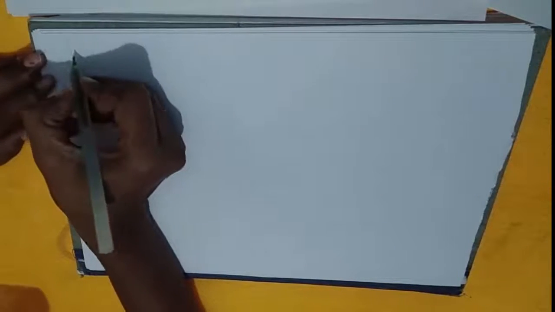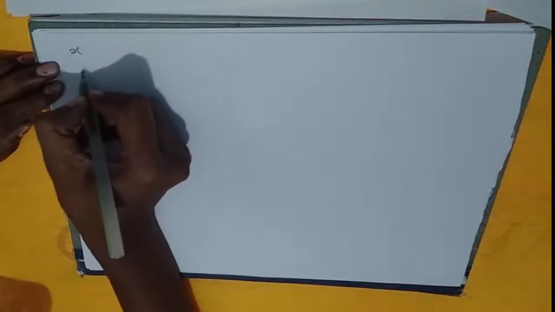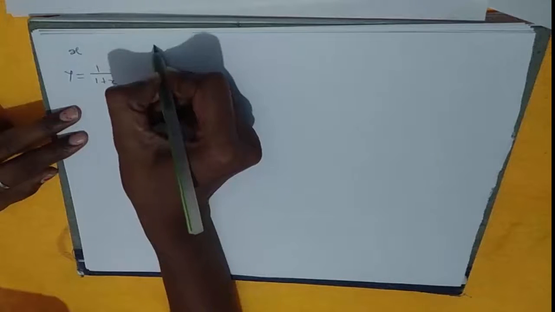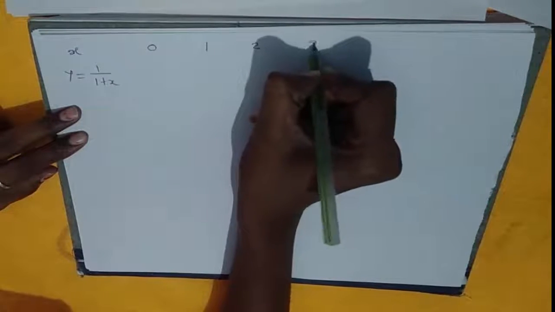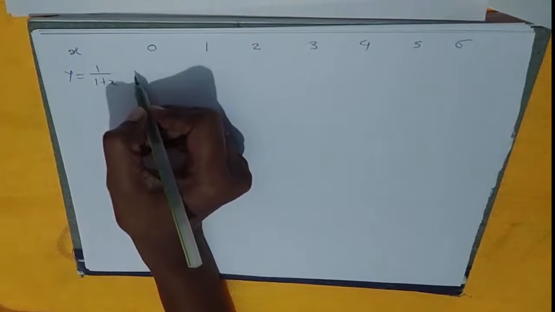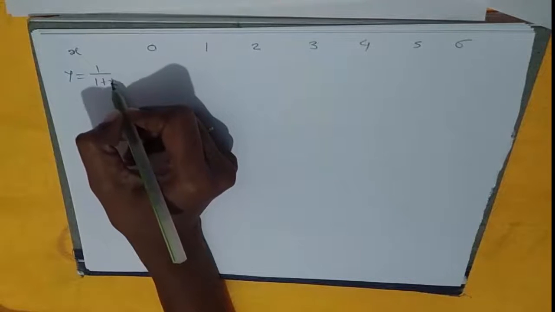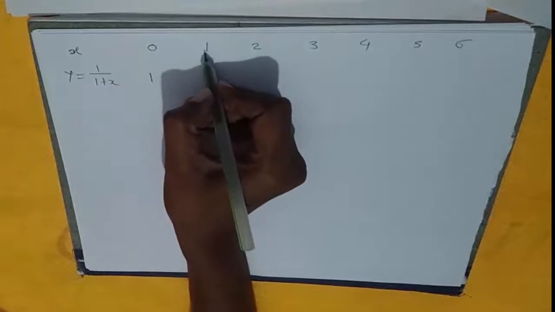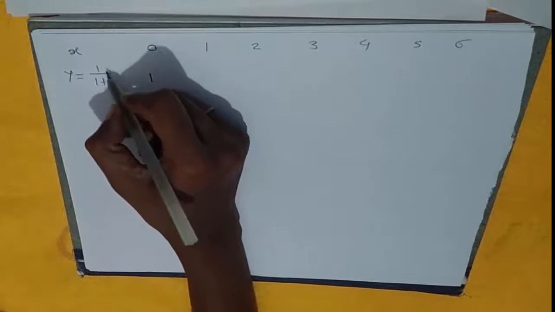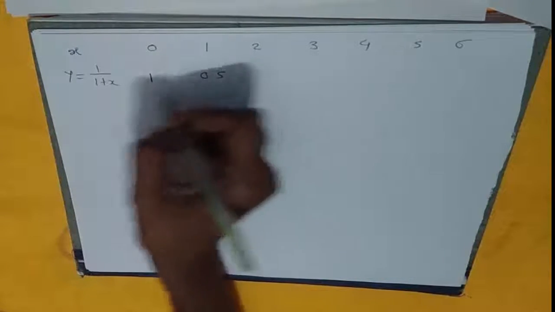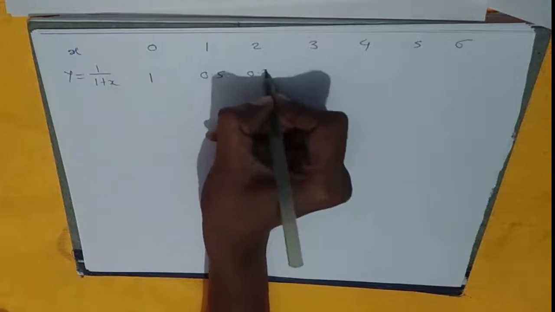Okay, so write here the set of data points in tabular form, x and y is equal to 1 divided by 1 plus x. Add 0, 1, 2, 3, 4, 5 and 6. We have to find the values of y is equal to 1 upon 1 plus x. So if we put x is equal to 0 here, we get the value of y as 1. Then by putting x is equal to 1, 1 plus 1 is 2, 1 by 2 will be 0.5. Put x is equal to 2, so 2 plus 1 is 3, 1 by 3 will be 0.33.